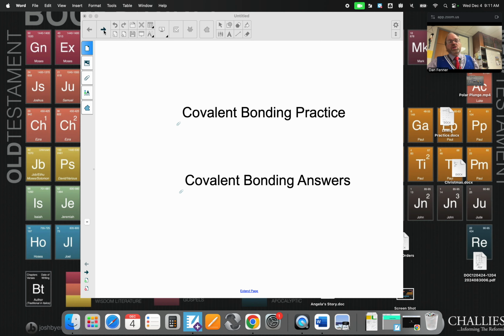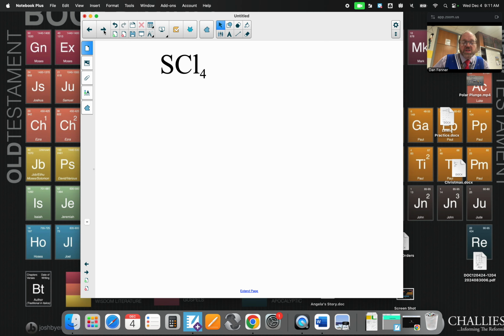Okay? Now let's do one practice just to make sure we reiterate how to do the process of Lewis. Let's do SCl4 sulfur tetrachloride. How many valence electrons does sulfur have? It has 6. Chlorine has 7, but there are 4 of those. So 7 times 4 is 28 electrons. Add those up, and we get 34 electrons.